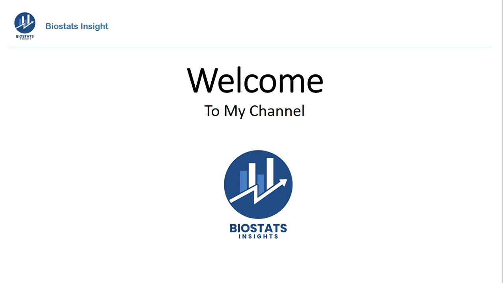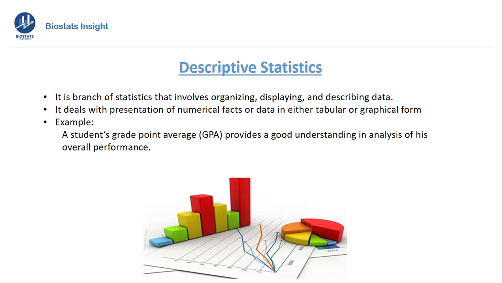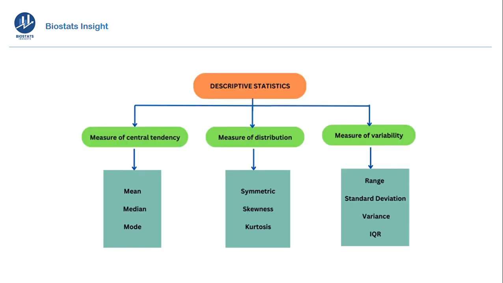Today we are going to discuss descriptive statistics. So let's begin. Descriptive statistics is a branch of statistics that involves organizing and displaying your data sets. So it basically deals with your data in numerical and tabular form. For example, if we have a student and we want to know the grade and average performance of the student, we can use descriptive statistics for better understanding.